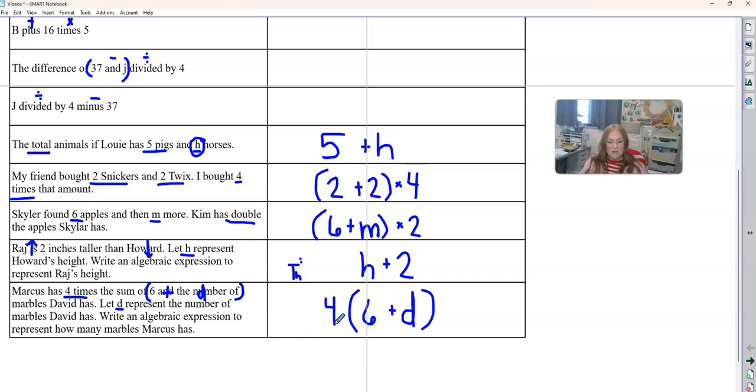So I could put my 4 in the front and say 4 of this whole group. I could also write it out, 6 plus D, and then times it by 4. So these mean the same thing. We usually write it like this to say I have 4 of this. Usually to put the 2 in front, but they mean the same thing. So we're just following the problem, thinking about what needs to happen first to put parentheses around, then do the next thing after that.